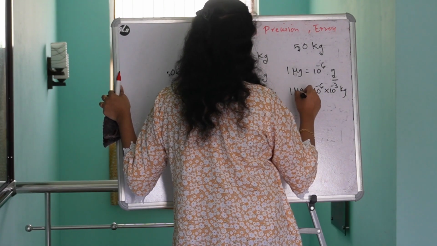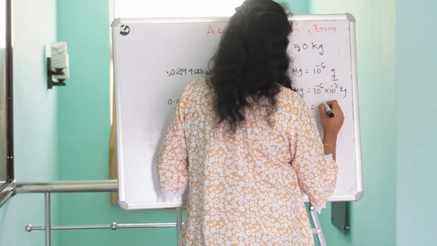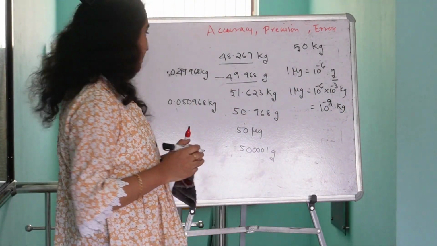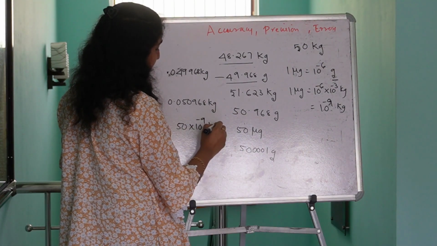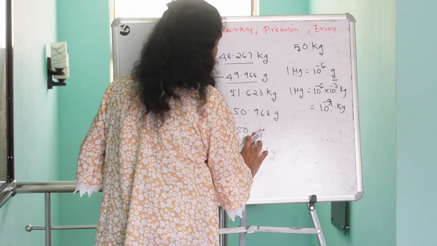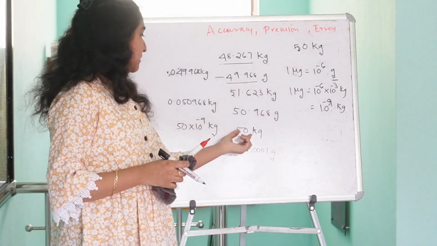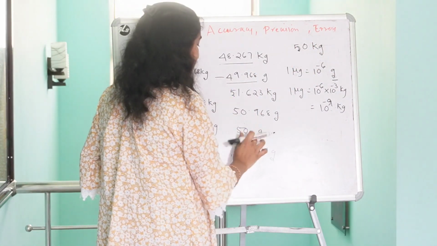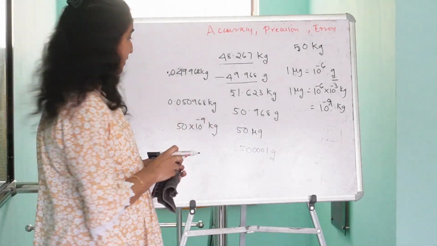So 1 mu gram is equal to 10 power minus 6 into 10 power minus 3 kilogram, that is equal to 10 power minus 9 kilogram. So here what I will get is 50 into 10 power minus 9 kilogram. If this value was given in kilogram, we could say this is the most accurate value, because the measured value is exactly equal to the actual value. But in this case it is given in mu gram, so we cannot say this is the exact value or the most accurate value.